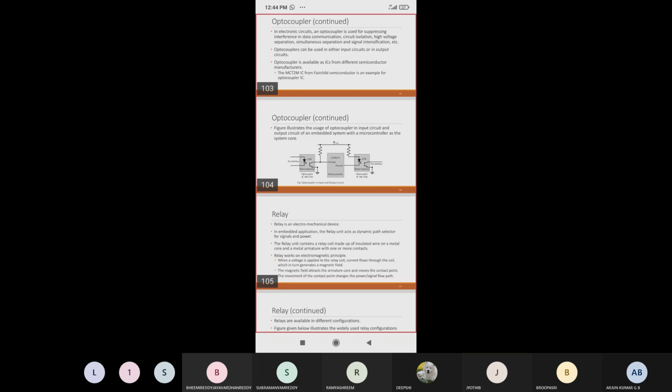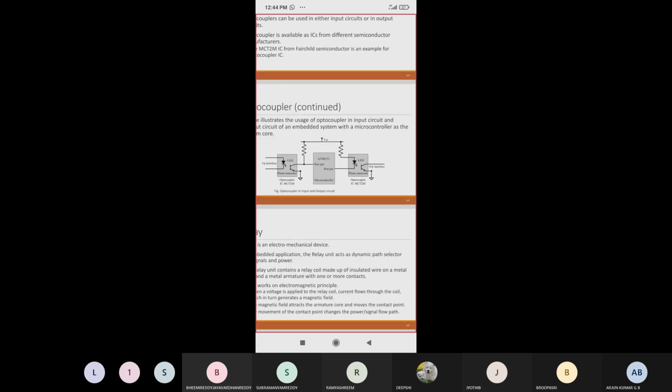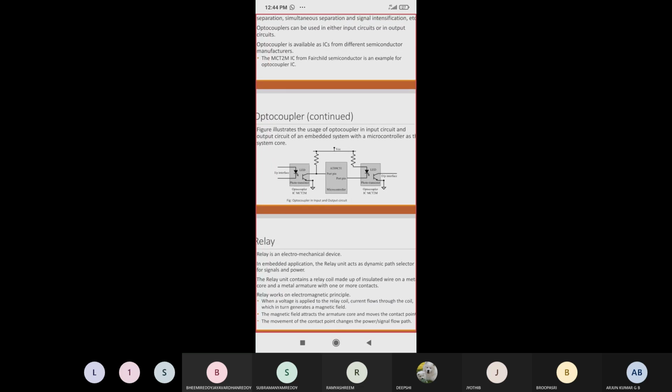See, initially I told you people, the optocoupler can be used either as an input circuit as well as an output circuit. You can observe it in the figure. This is an optocoupler in input and output circuits. They can use an Atmel microcontroller. 89C51 is an Atmel microcontroller. If it is a PIC, then PIC.